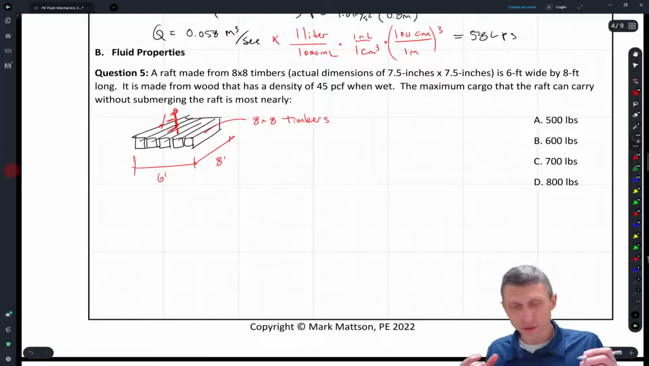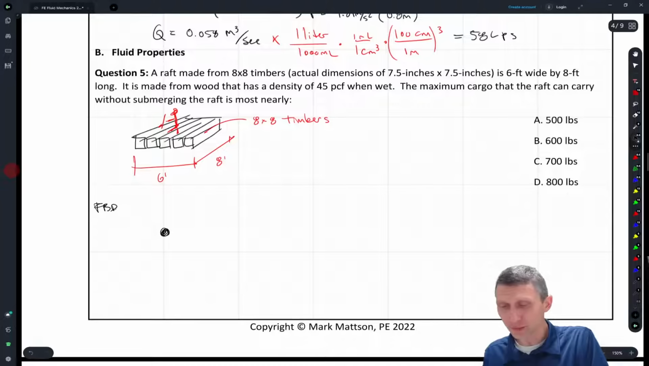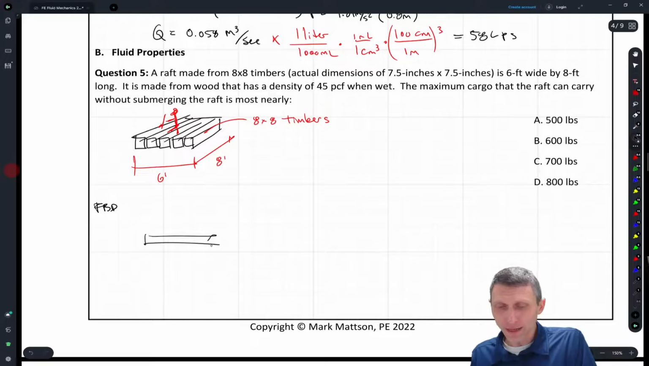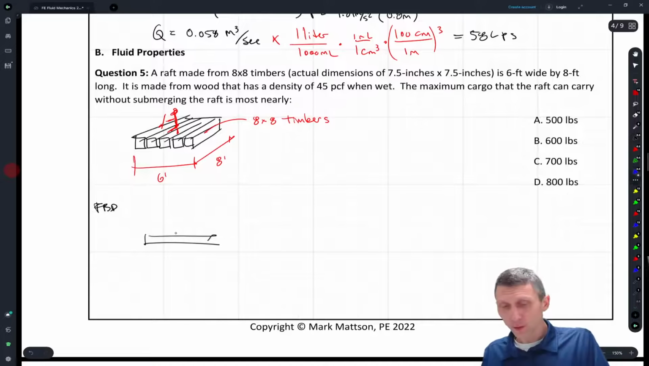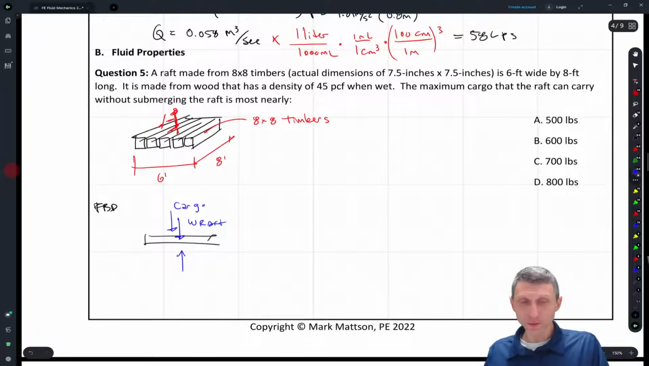So what we know is we're going to draw a little free body diagram. So here's our FBD. Let me start the free body diagram a little bit different. What we're going to have here is some weight of the raft plus some cargo. Essentially, it's the max this can carry without submerging.